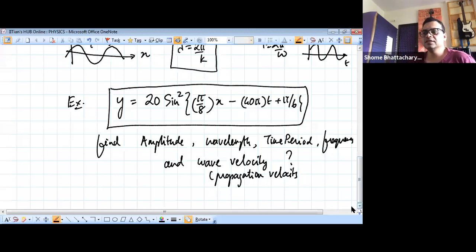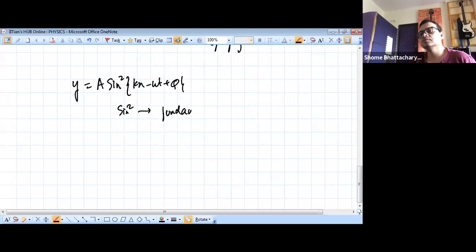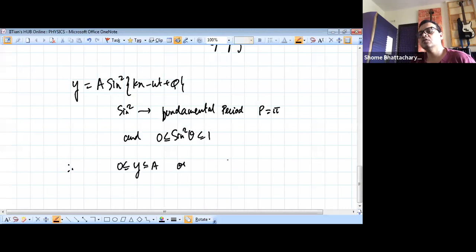Okay, so you will notice here that it is a function of the type some constant into sine square of (kx − ωt + φ). So the sine square function has a fundamental period of P equal to π, and also the sine square function varies between 0 and 1. Okay. So you can see that y varies between 0 and A, or y varies between, in this case, 0 and whatever that 20 is.